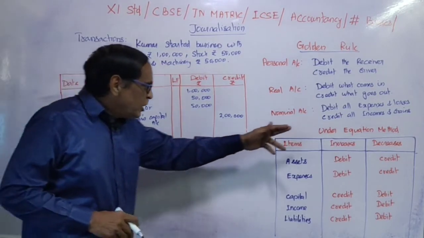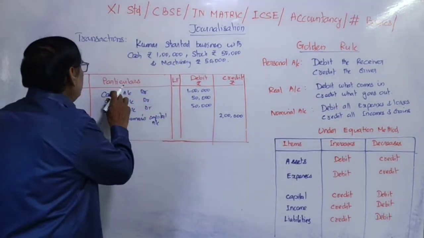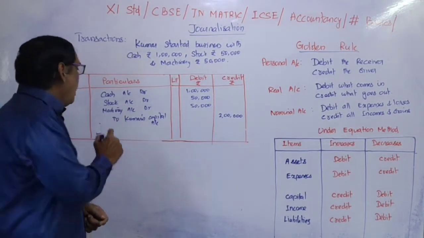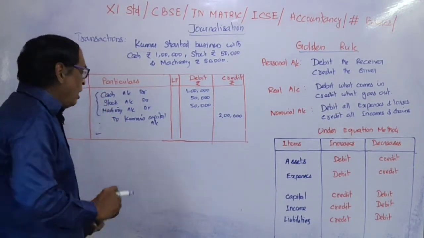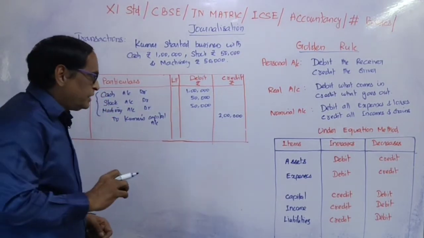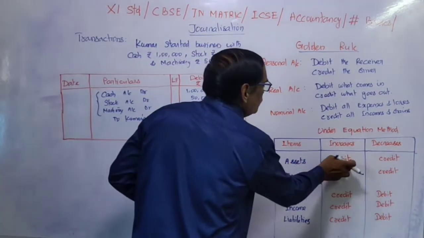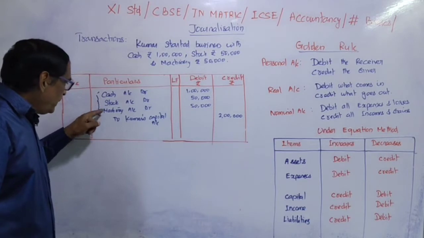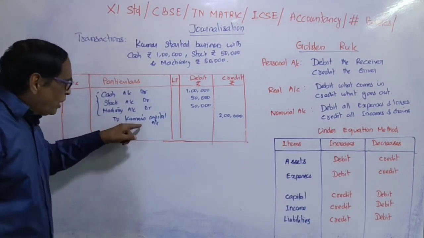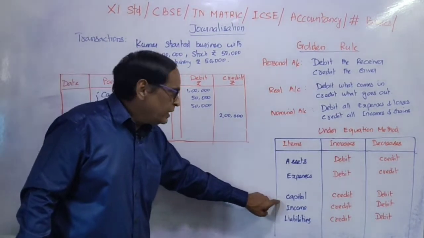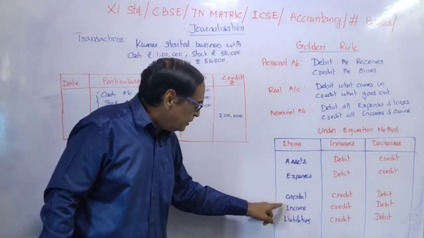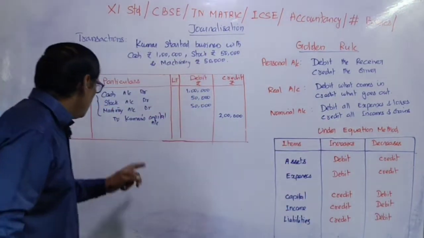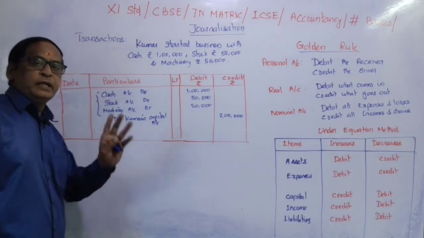In this equation method, cash, stock, machinery, all the three are asset. All the assets have been increased. Here, if asset increase is to be debited, so cash is also debited, stock also debited, machinery also debited to Kumar's capital account. Capital also increased. According to the equation method, if it is increased, it is to be credited. So Kumar's capital account is credited.